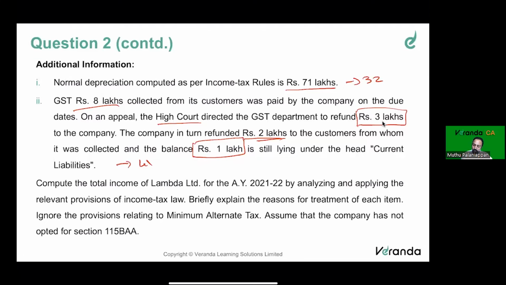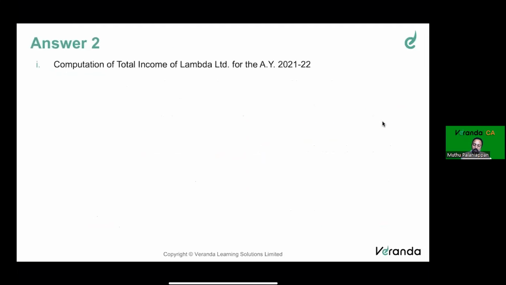So it says compute total income. It is pretty clear that we need not compute under 115JB, because it says to assume that the company has not opted for 115BA. If they have not opted for 115BA, then both are applicable. They have to calculate total income, but it only says calculate under the provisions of income tax law. So anyway, we are going to ignore 115JB. The relevance of section 115BA is probably to determine the income tax rate applicable. But we only need to compute the total income, so we need not calculate the tax as such.